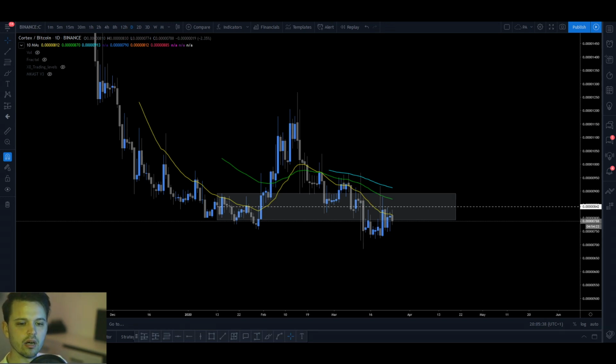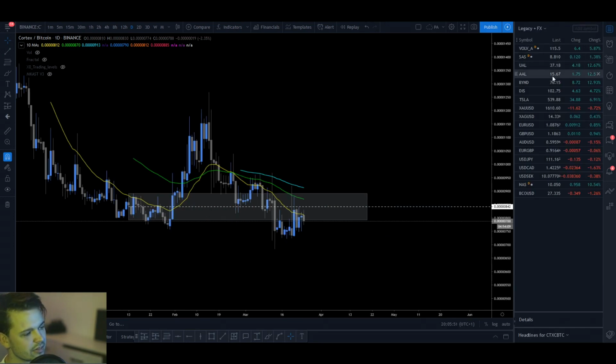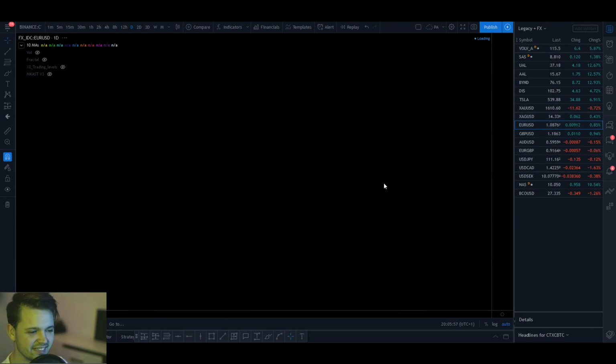All right, so next one, which is the next one, I think I've covered everything. All right, so let's take a look at some legacy markets. If you guys are interested, well, if you're not interested, I'm going to take a look at it anyway. Okay, so euro versus the US dollar.